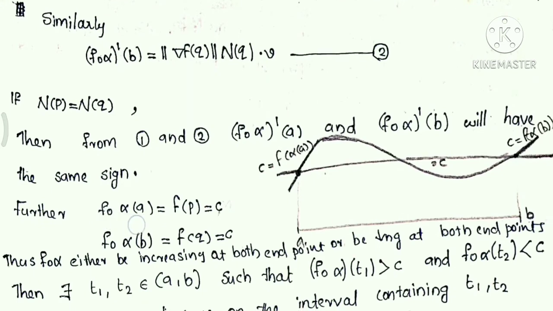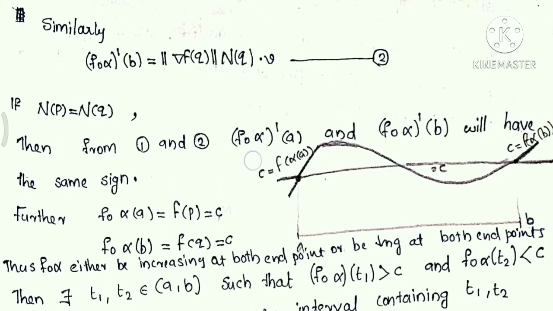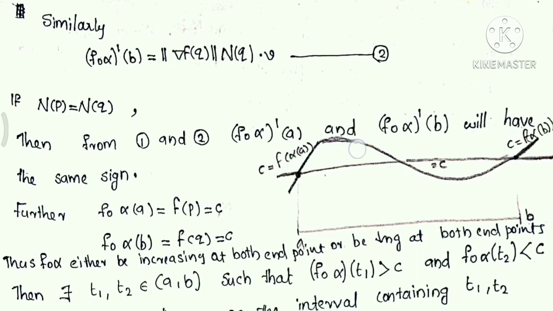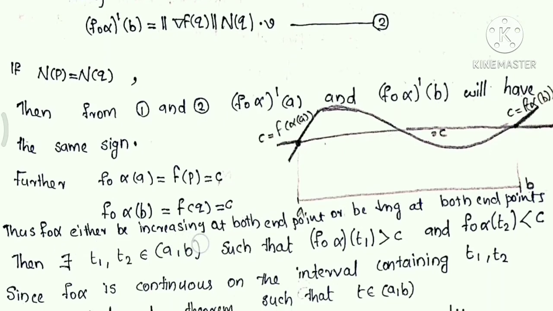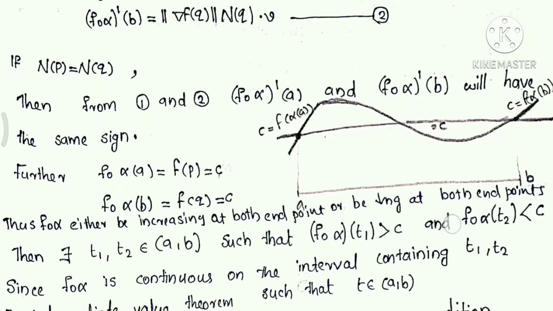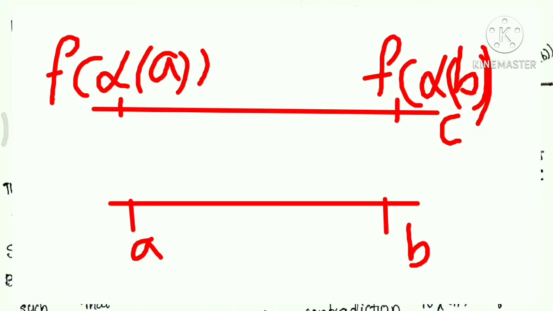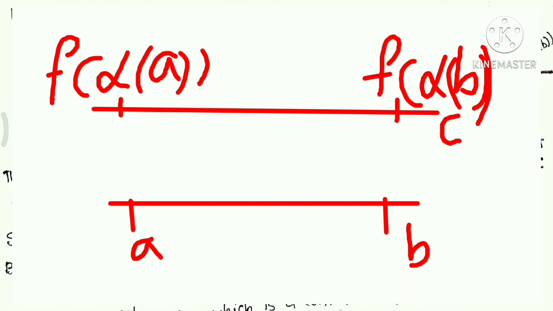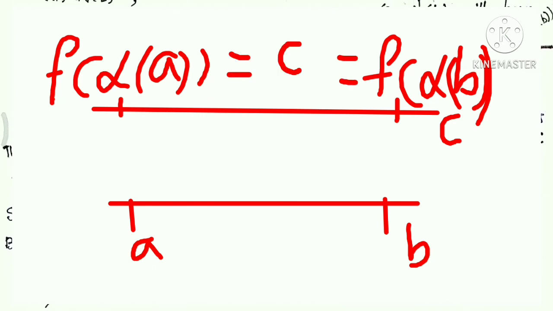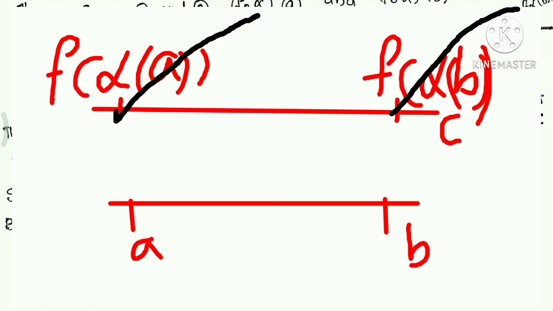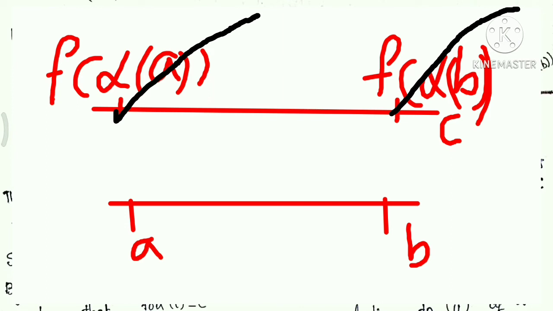Since the derivative of f composition alpha has the same sign at the points a and b, f composition alpha is either increasing at both endpoints or decreasing at both endpoints. Consider the graph of this function. Since alpha of a is equal to p and alpha of b is equal to q, f of alpha of a is equal to c and f of alpha of b is equal to c. Suppose this function f composition alpha is increasing at both endpoints, so at p the function is increasing.